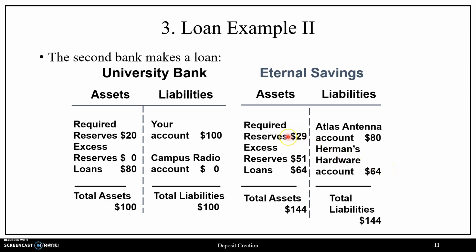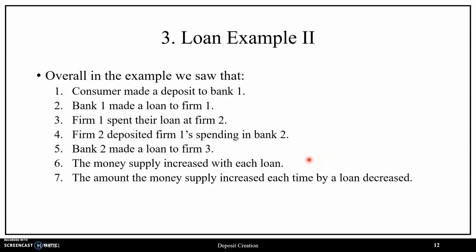Scaling that by 20% will give us our required reserves of $29. And in terms of our overall $80 quantity of reserves held at the bank, our $80 minus our $29 will give us $51 in excess reserves, as expected.